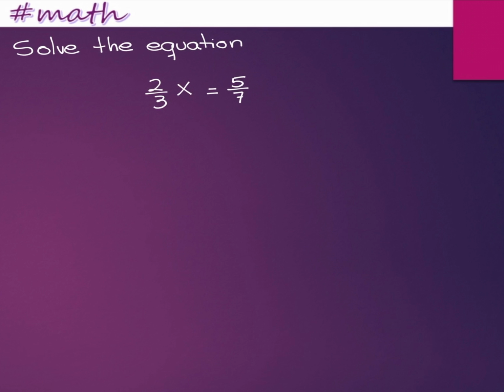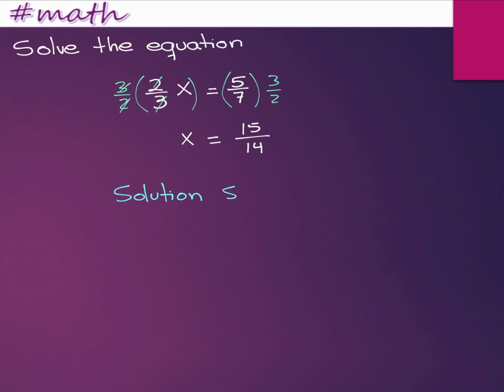I hope you did. As before, we want to multiply by the reciprocal of 2/3. So we're going to multiply by 3/2 on both sides of the equation. And then the 2 cancels with the 2, the 3 with the 3, and we get x equals, and then we multiply the numerators. 5 times 3 is 15, and the denominators, 7 times 2 is 14. As simple as that. Solution set is the set containing the number 15/14.